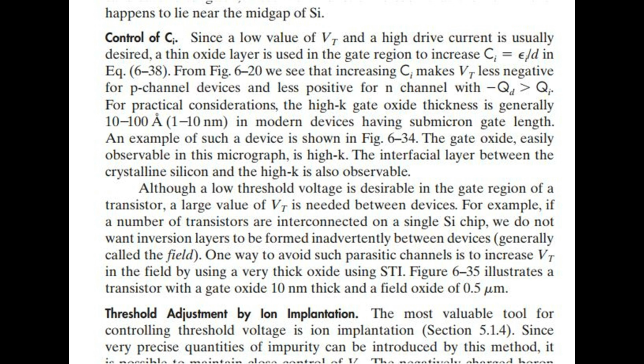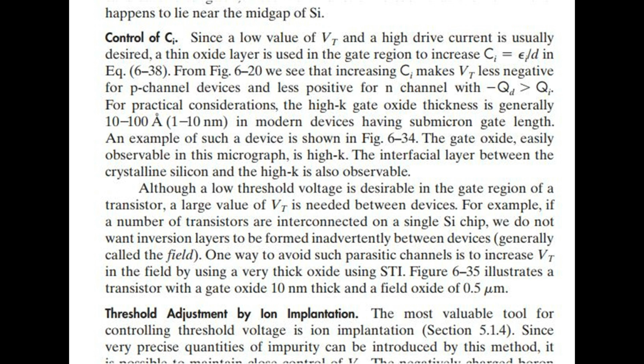An example of such a device is shown in Fig 634. The gate oxide, easily observable in this micrograph, is high K. The interfacial layer between the crystalline silicon and the high K is also observable.